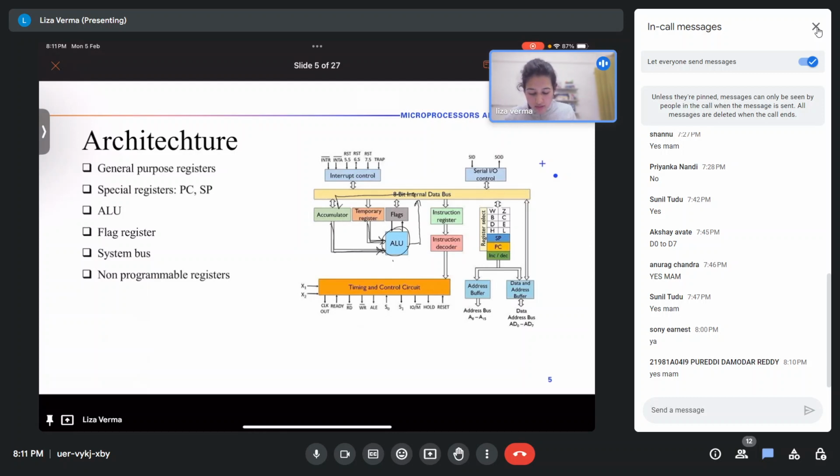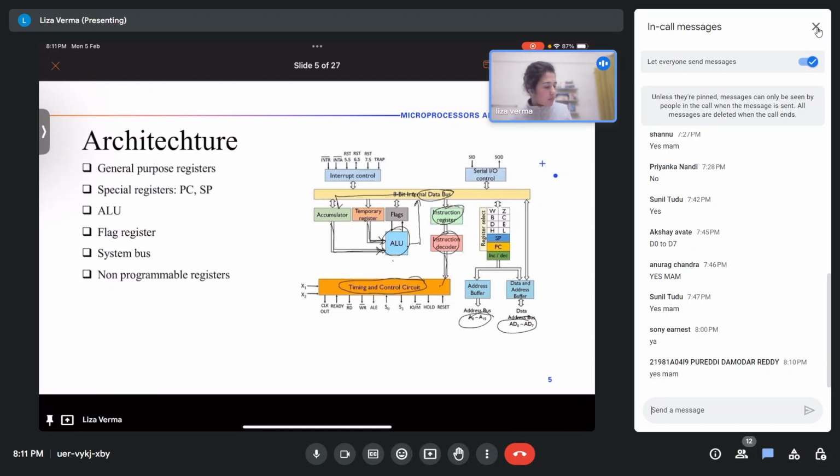So next is the system bus. System buses we also did in previous slides. There are three kinds of system buses: address bus, data bus, and control bus. Here is your address bus. This is your data bus, and this is your control bus. This control circuit will control how the instruction is decoded and where it is stored and all of this. I think we have discussed this also.